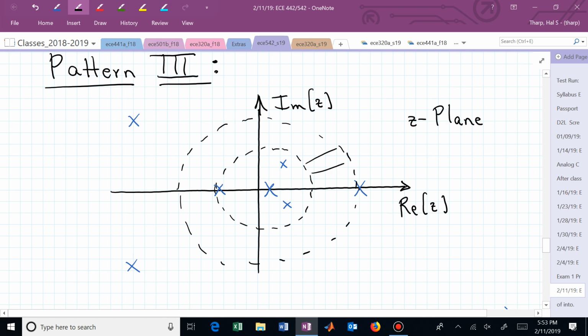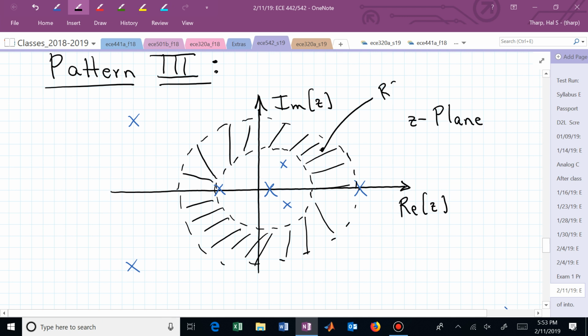And my region of convergence now is this. Since it's meal time, it's not the right time, but we could call that a donut. So this is now a donut shape, or an annular shape. We have some poles that are inside the region of convergence, some poles that are outside. Do we have any poles on the region of convergence?